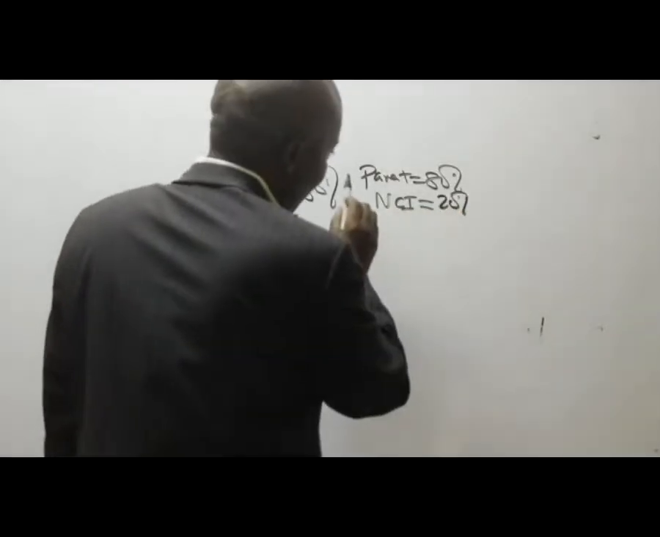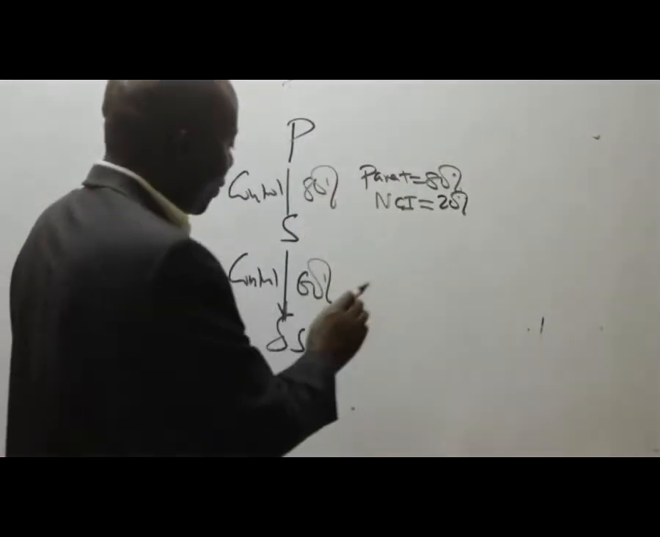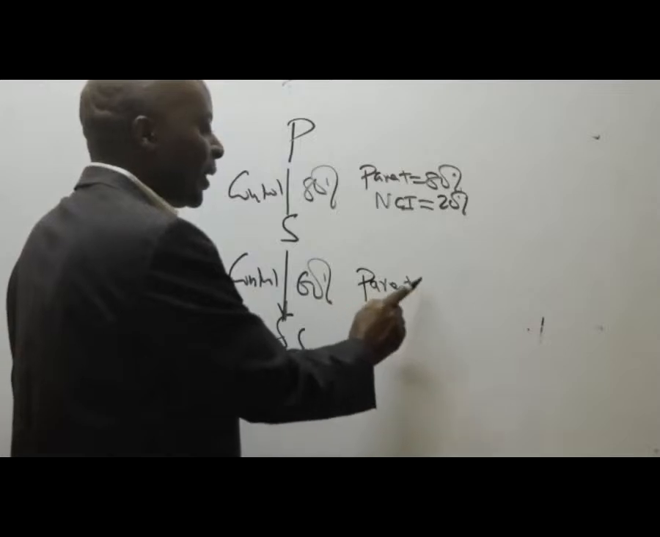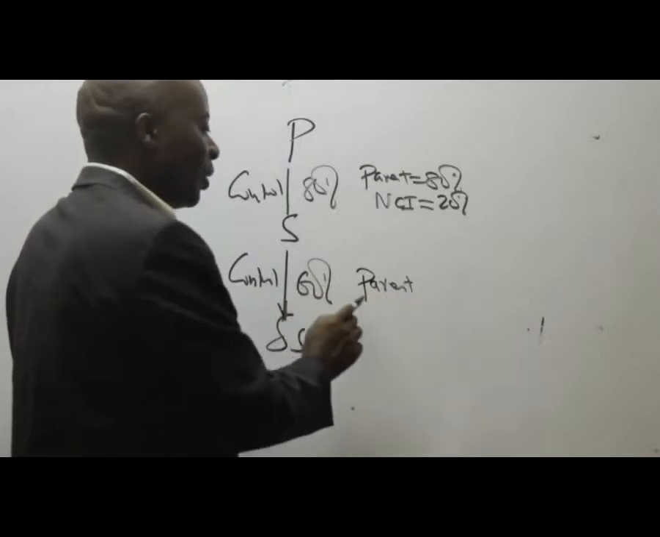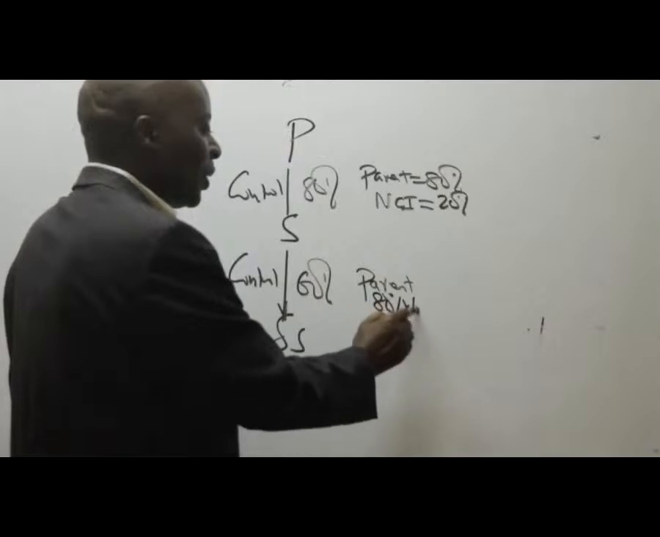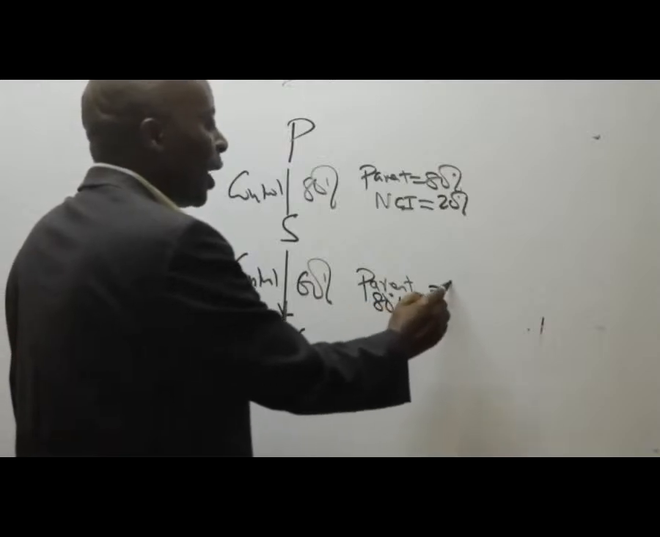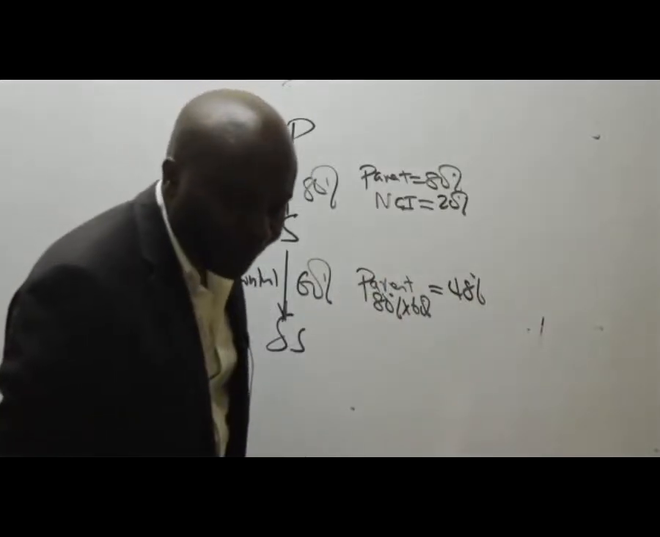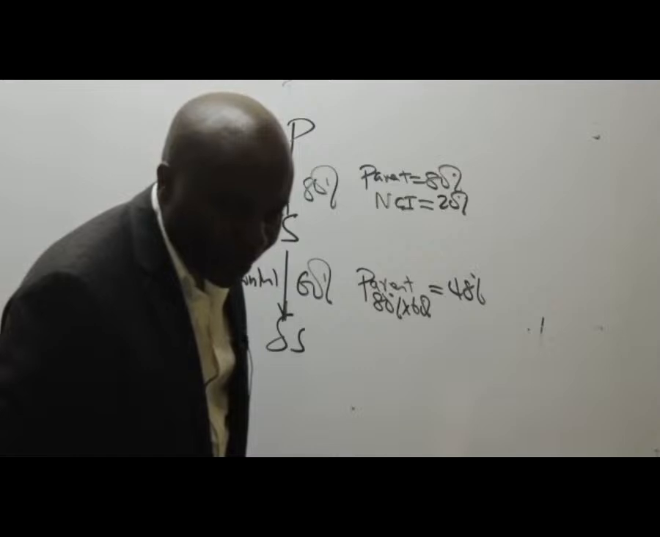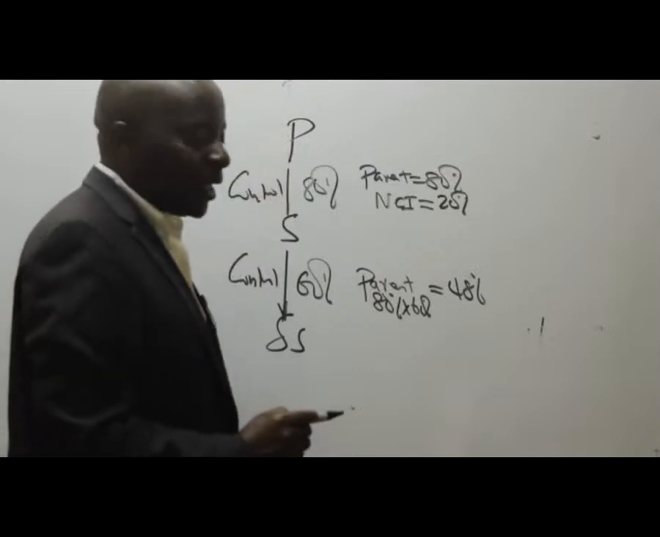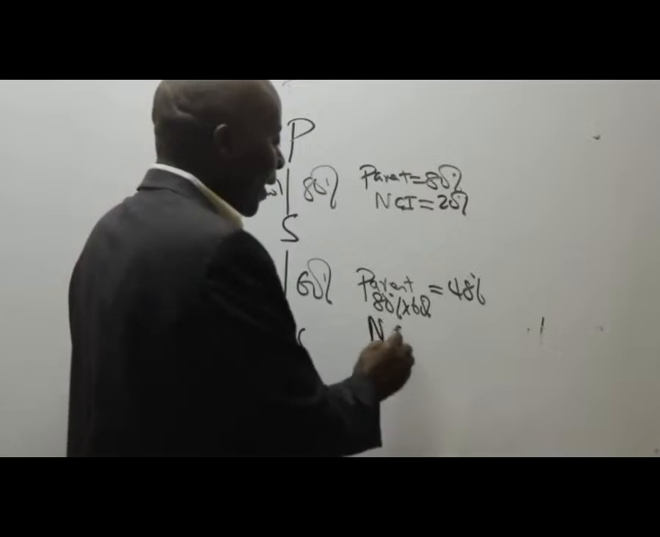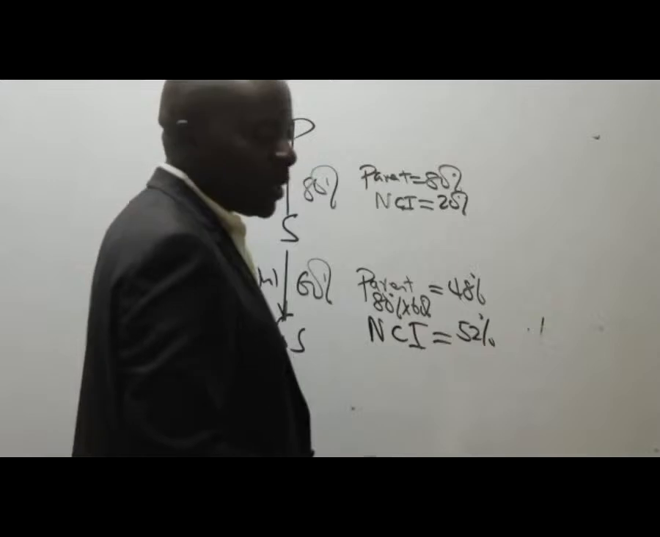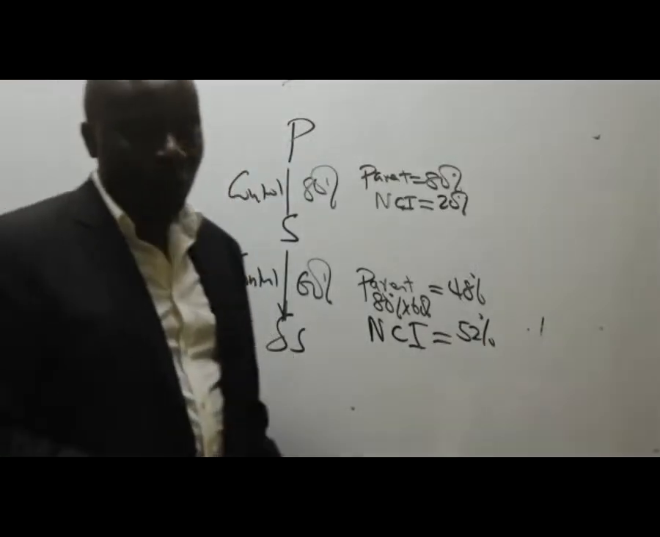How about the percentage holdings in SS? The parent in SS will own 80% times 60%. The parent here will own 48%. And then NCI, NCI will own what percentage here? Somebody? NCI will own 52%.